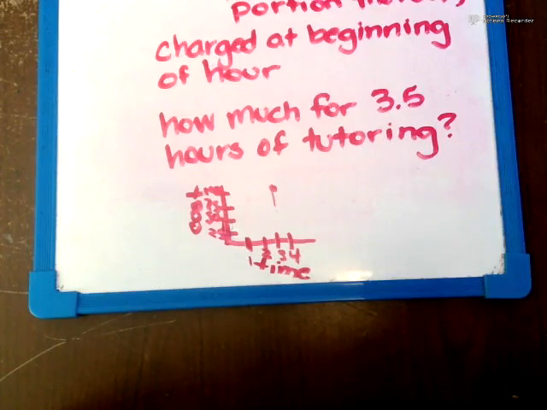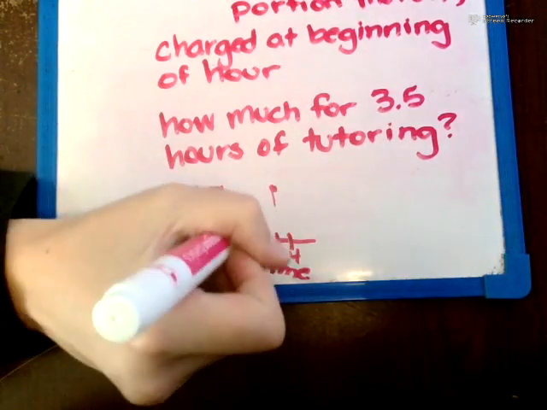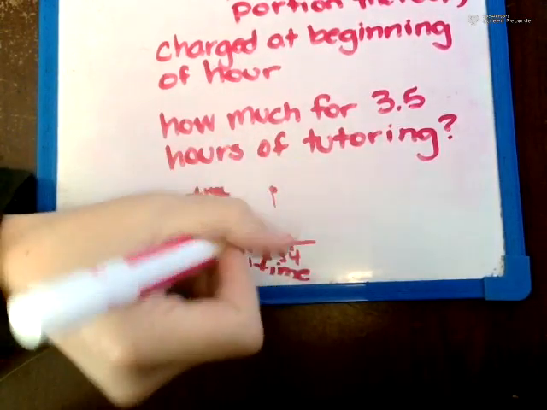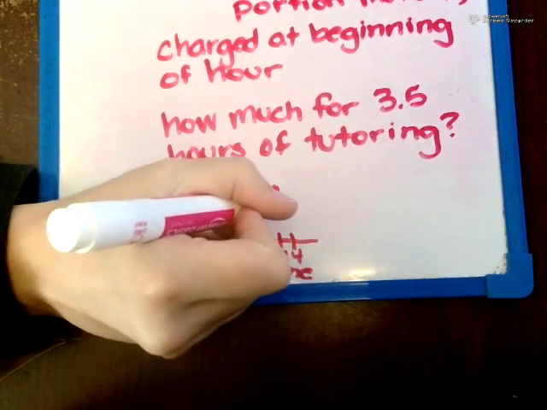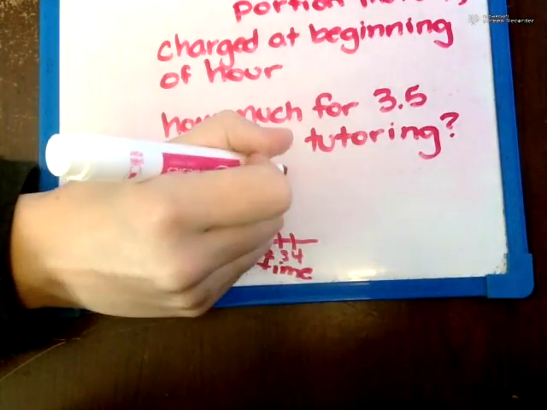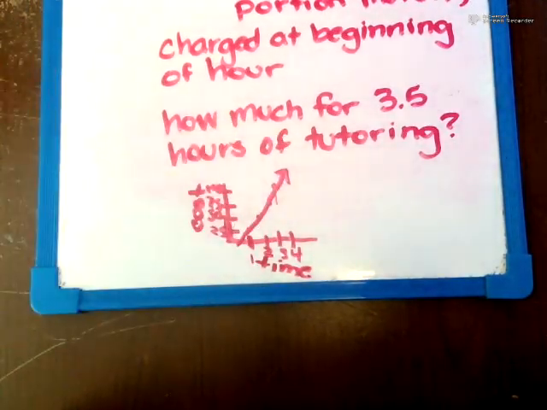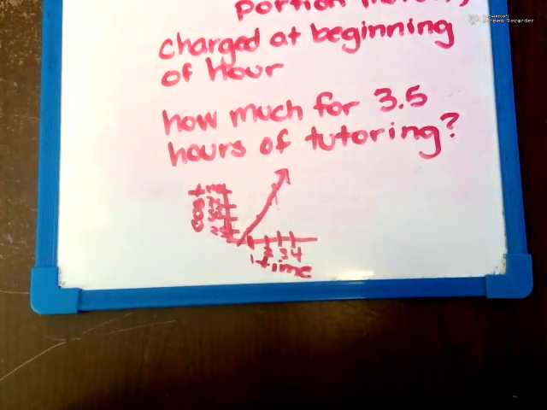Now you can also draw a line because at 1 hour it's going to be 25, at 2 hours it's going to be 50, at 3 hours it's going to be 75, and you can connect it and then use this line to figure out how much it's going to be anywhere along the graph.